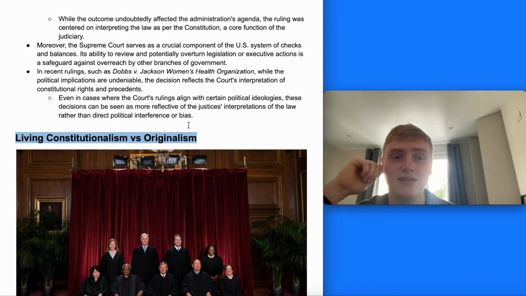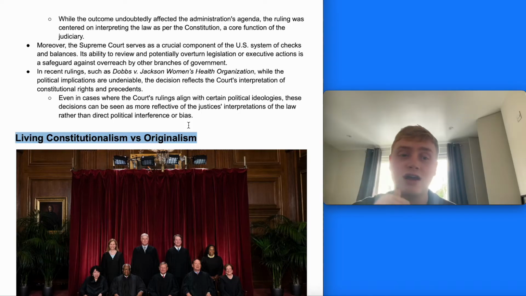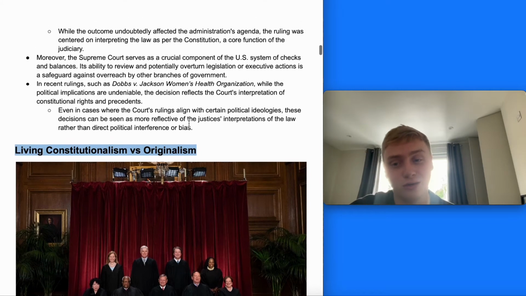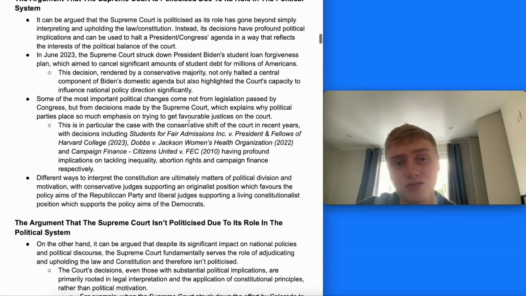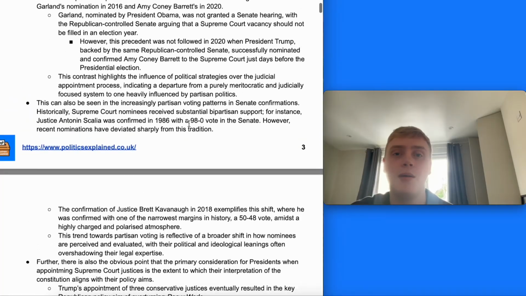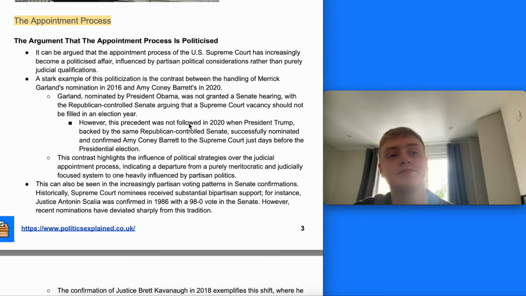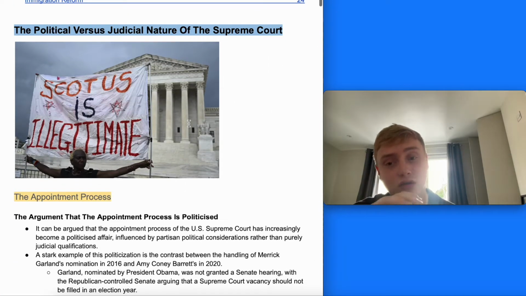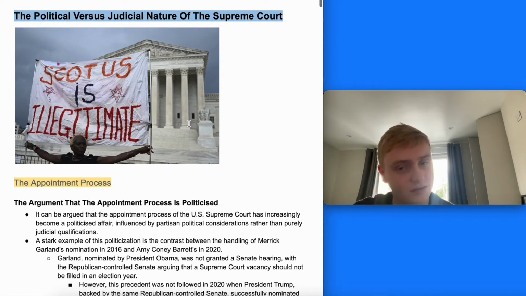So even in cases where the court's rulings align with certain political ideologies, these decisions can be seen as more reflective of their interpretation of the law and the Constitution rather than direct political interference or bias. So yeah, there are quite detailed arguments on either side, and I think, as you can see, there are some really strong arguments on either side, and it's quite difficult to come up with a particular conclusion in relation to this argument, but this is a really key question you could get asked in the exam. So definitely worth having a think about.